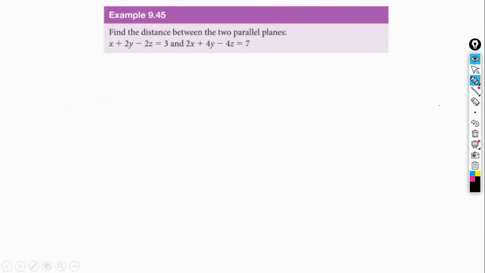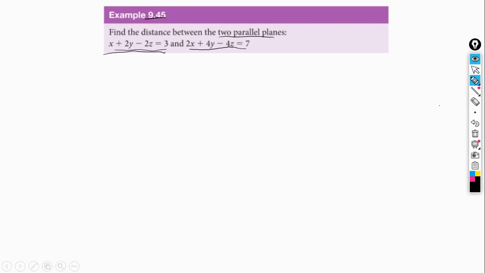So we continue with example 9.45, and it says, find the distance between two parallel planes, x plus 2y minus 2z equals 3, and 2x plus 4y minus 4z equals 7. So we don't have a formula for the distance between two parallel planes, but we can find an arbitrary point on this plane. And since all points on this plane are equidistant to this other plane, then we could just find the distance between the planes by finding the distance between said point and the second plane.